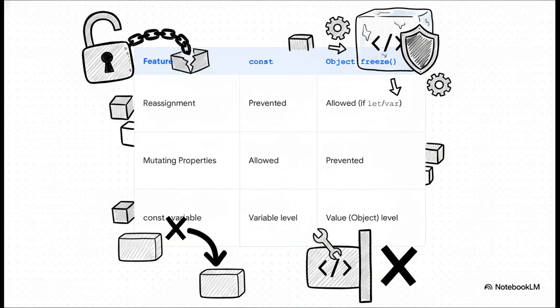So what's the best practice? Use them together. When you declare a truly constant object, do it like this. const frozenObject = Object.freeze(). That way, you get the best of both worlds. No reassignment and no changes to the object itself.